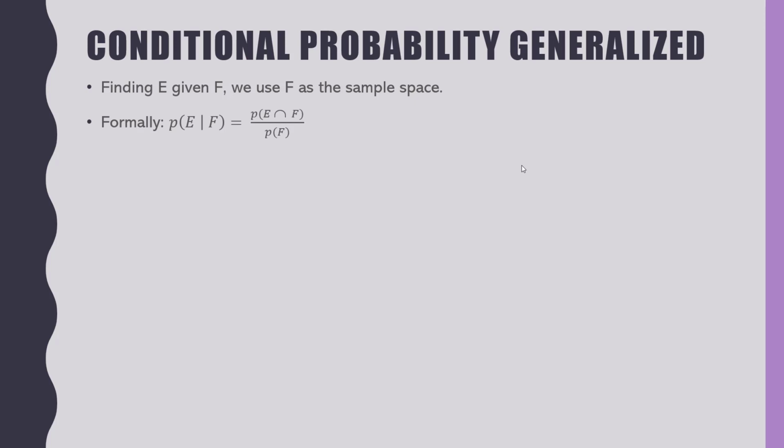So formally, it looks like this. Now, this is tricky to see at first. That first thing on the left there is pronounced the probability of E given F. That's what that little such that marker means there. The probability of E given F.